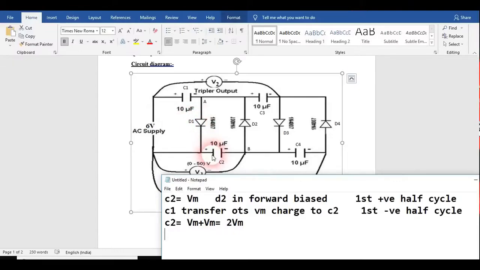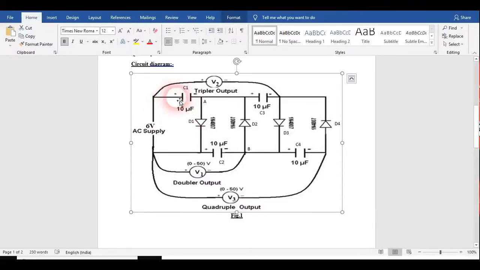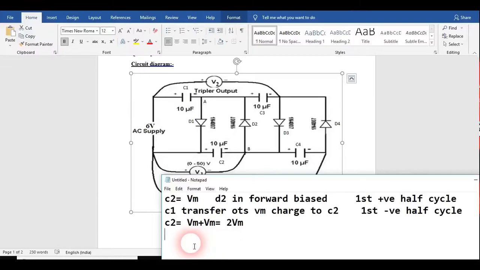No. What is the reason that D1 is not coming in forward bias? The voltage across this capacitor is 2 Vm, and we are getting Vm only from here. So you can see that point A is negative with respect to point B, because the voltage here is 2 Vm and here it is Vm. That means this diode is in reverse bias condition. So for the second positive half cycle also, D1 doesn't come in forward bias, because this 2 Vm charge is not allowing it. Understood?